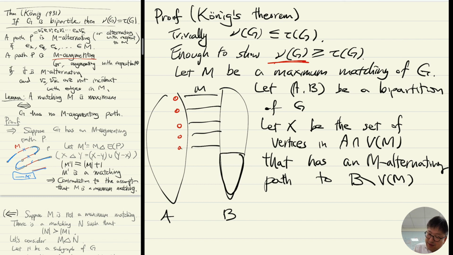So for instance, maybe it might go directly. So this is in X, right? That's the alternating path of length 1. Or you can start from here and go there. You start from here, you first use edges not in the matching, and then you use an edge in the matching, then you go to B minus V(M). That's an alternating path of length 3. So that's also in X. So you might have something like this, and all these vertices are in X. Okay? So these are the vertices having alternating paths that end in B minus V(M).